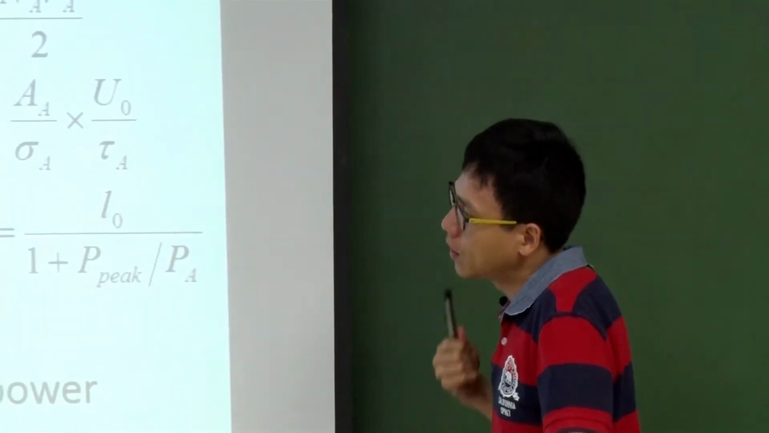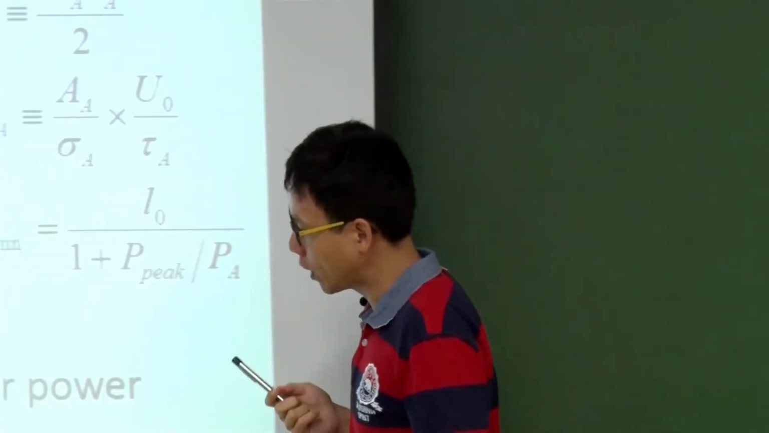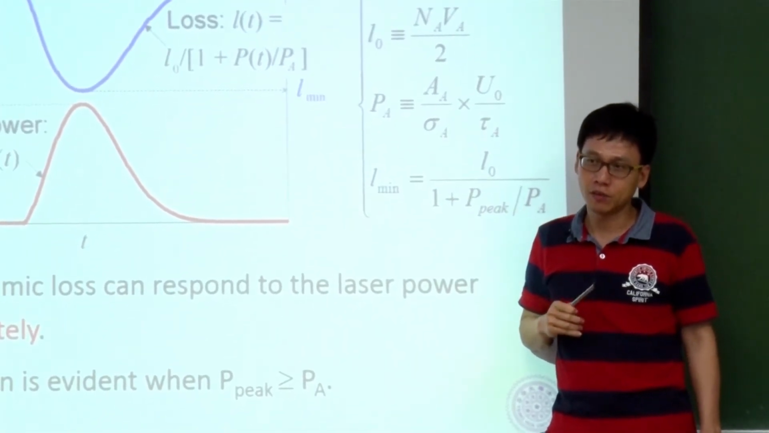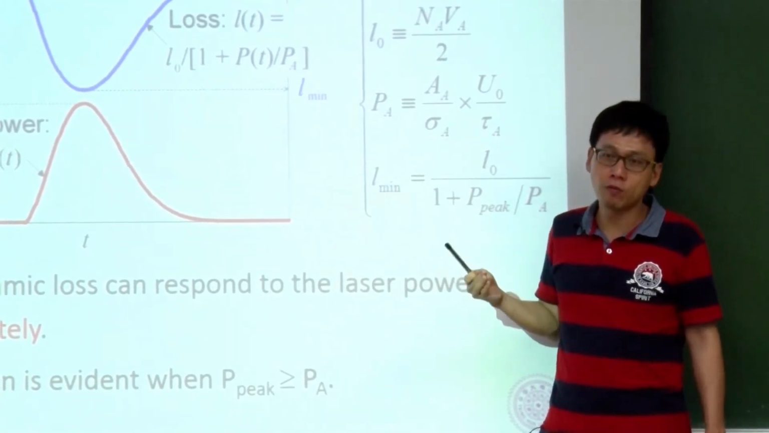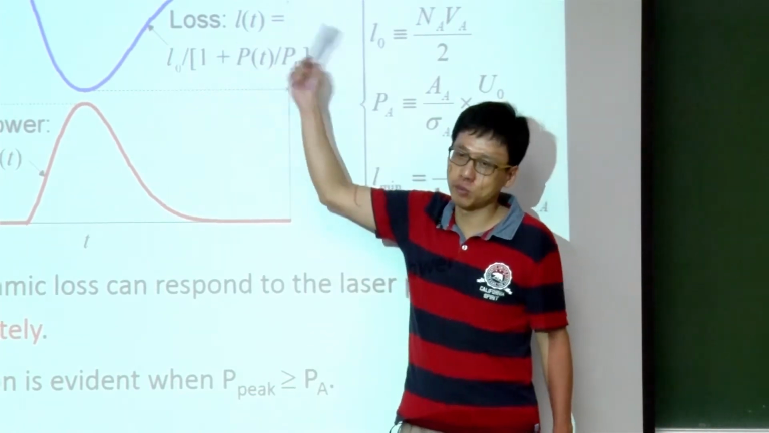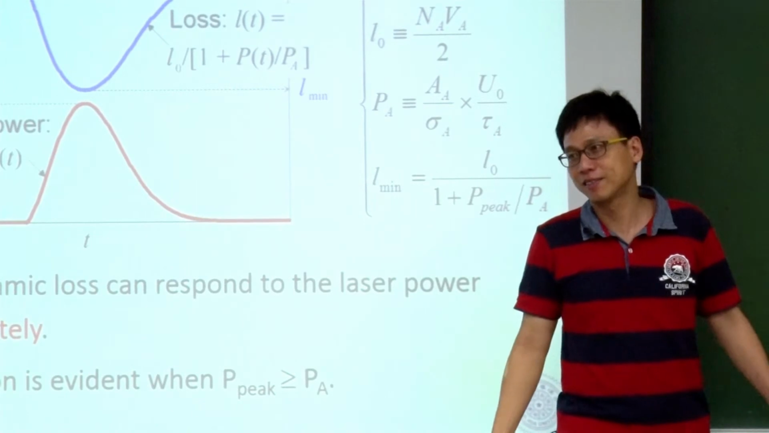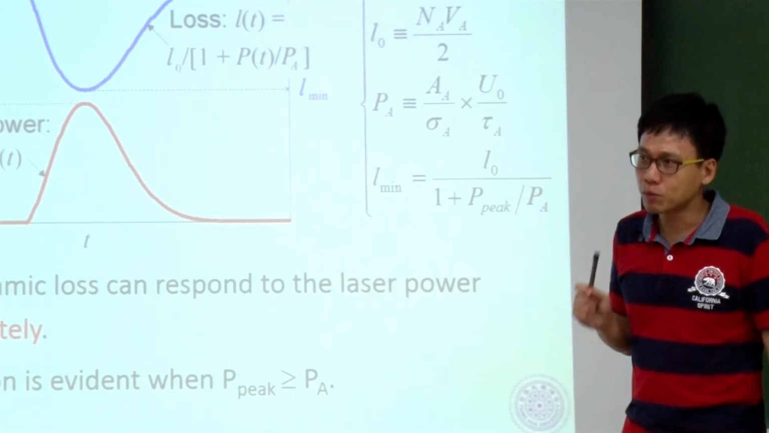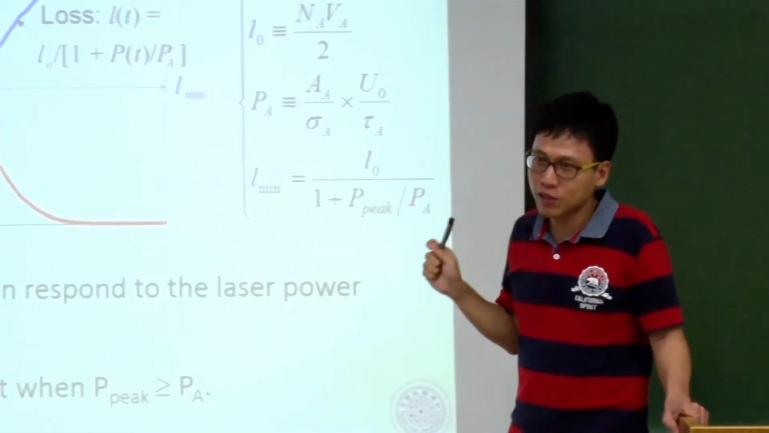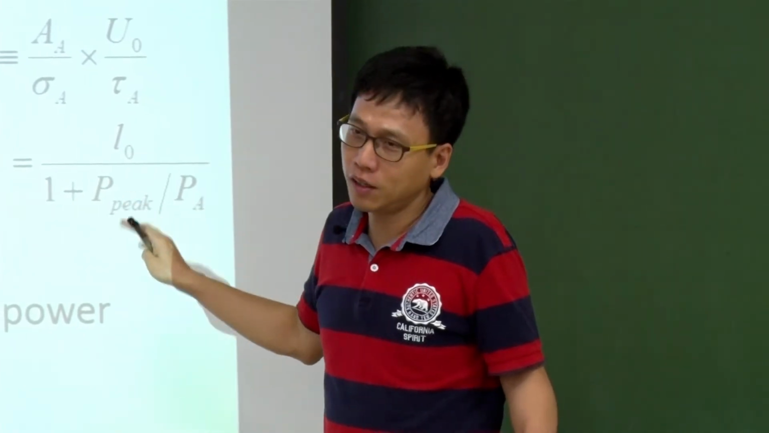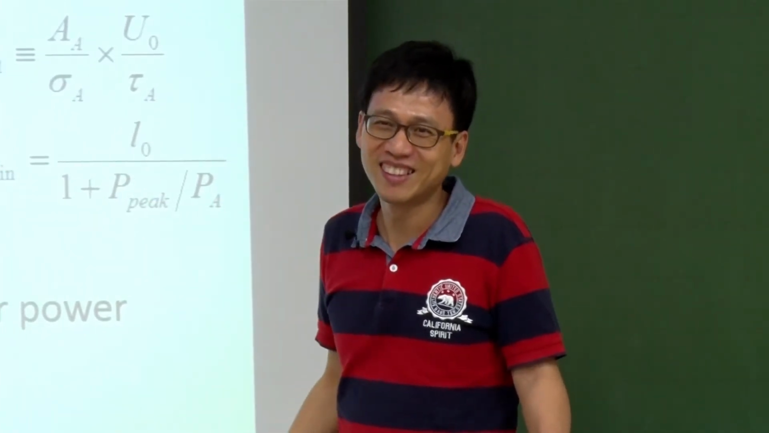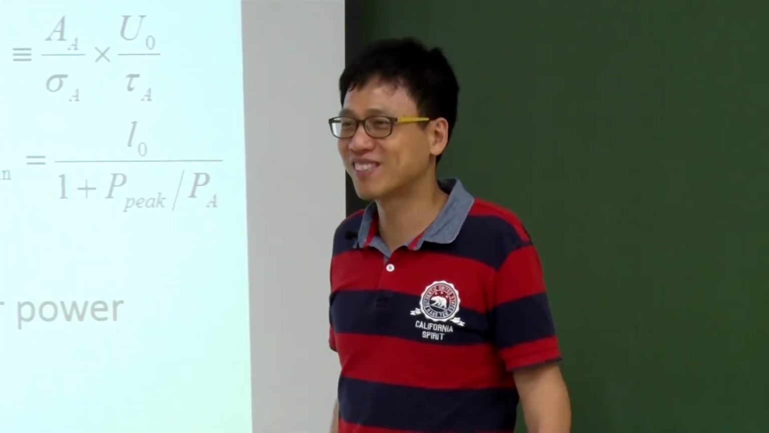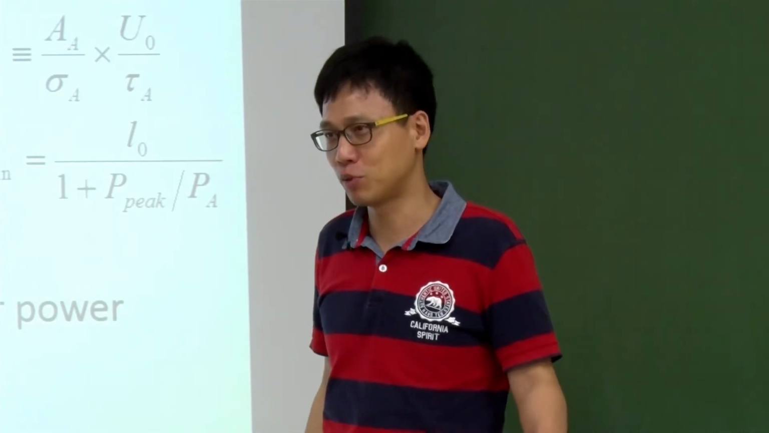And the second thing is that saturation is evident when your peak power is greater than or equal to PA. If that is not the case, you will have a very flat loss curve. The blue curve is almost flat. You cannot see any saturation. So simply speaking, if your laser is not strong enough, loss dynamics is unimportant. It only matters when you have a strong short pulse. Otherwise, this dynamics is very unimportant.